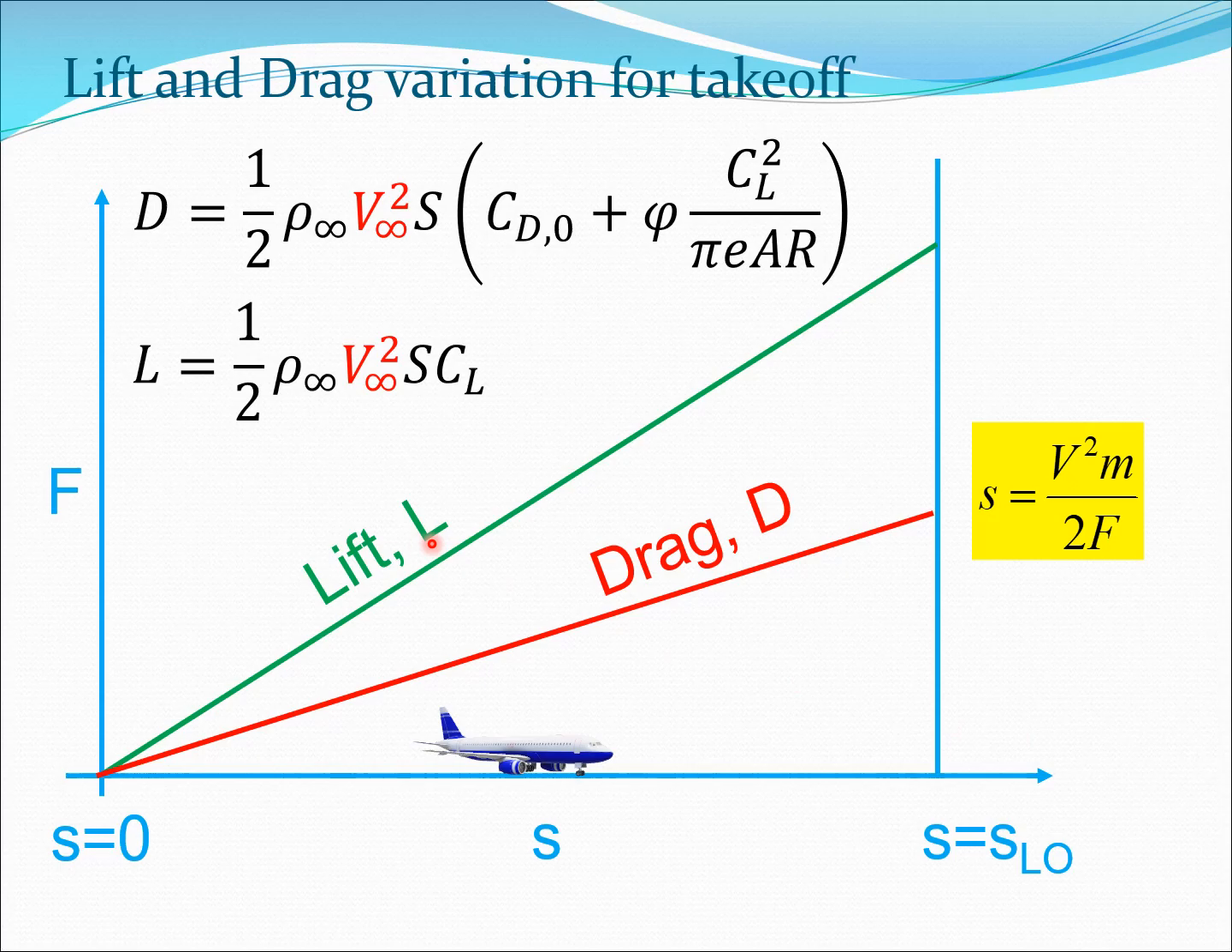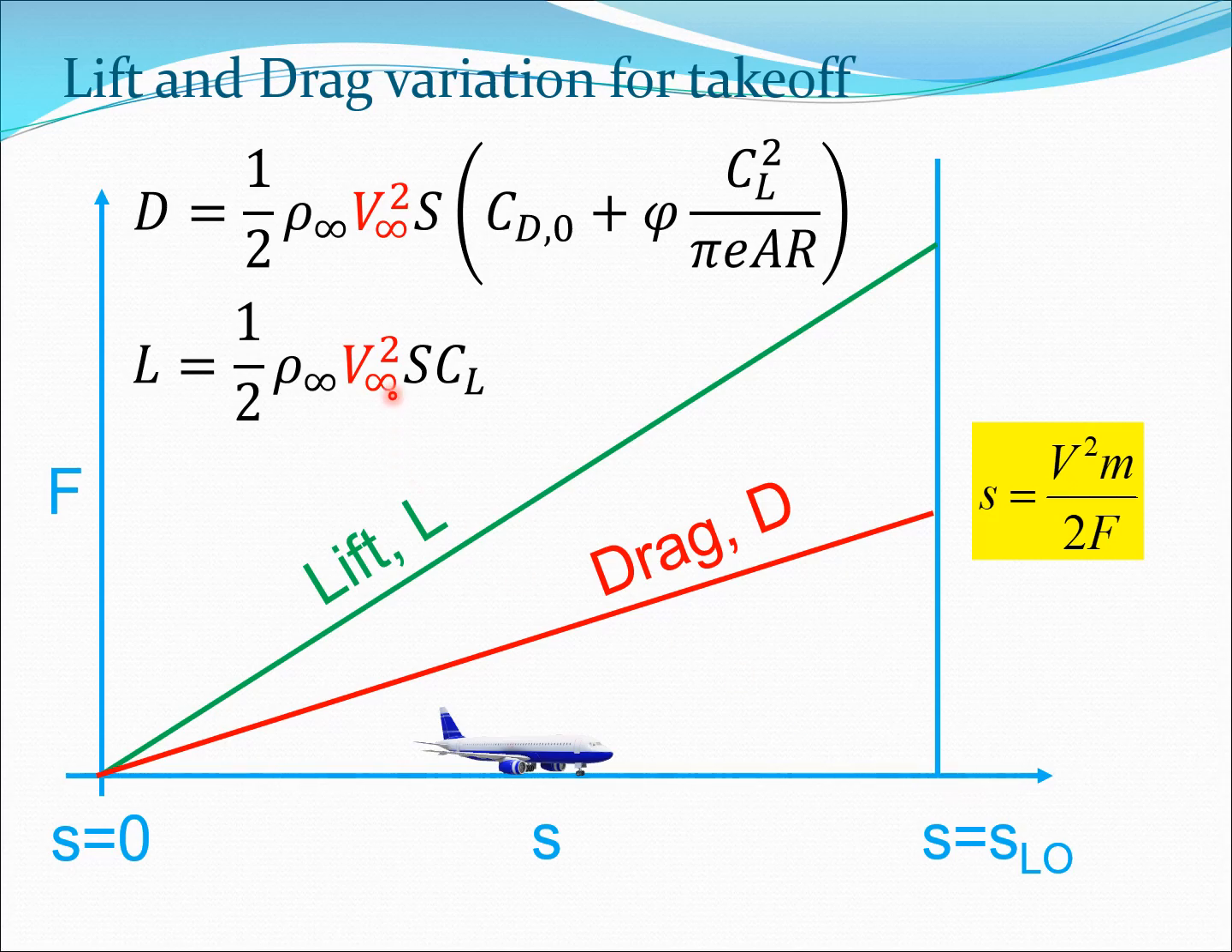So now we are going to plot the different forces and see how we can get a constant value of the force. So let's start with each of these forces. Let's start with lift and drag first. So what I have done here, I have plotted the forces as they change from S equal to 0 to S equal to SLO. So do recall the aircraft is starting from the point S equal to 0 and it's taxiing around this point, and at S equal to SLO it is lifting off.